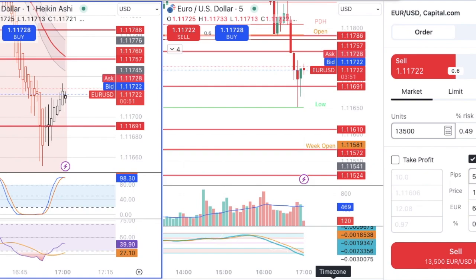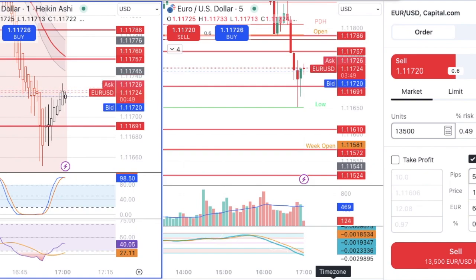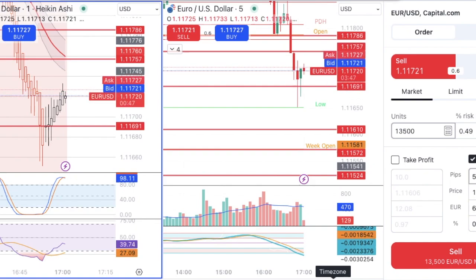Welcome to another live trade. I'm scalping the Euro USD pair. This was a trade I took this afternoon.